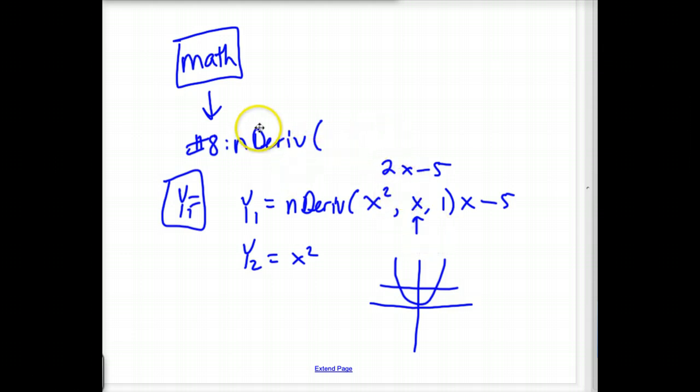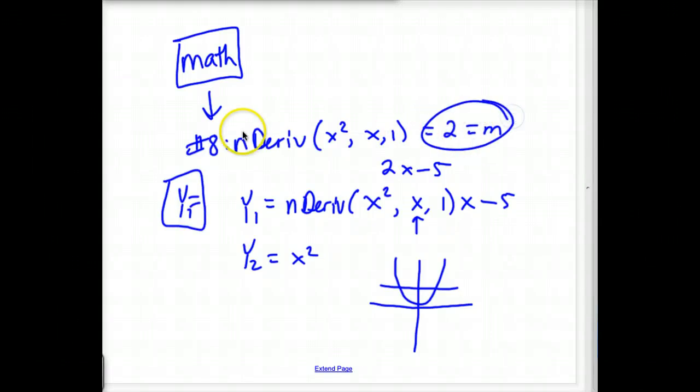What I should have said is that on your home screen, you're going to go to Math, number 8, nDeriv, x squared, comma x, comma 1. And hit enter, and that gives you the 2. So that tells you the slope. So you're verifying the slope on your home screen. It's giving you the derivative at any point. And you can use this to verify your answers, but you'll have to show your work for the limit definition. But your calculator can give you the derivative at a certain point.